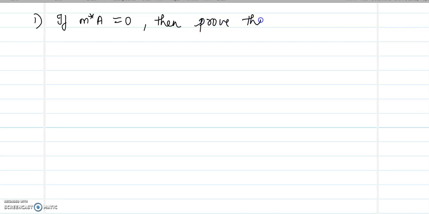So let us see a few more problems based on outer measure. So the first question is, if m star of A is equal to 0, then we need to prove that m star of A union B is equal to m star of B. So here we'll use the finite additivity property to prove the following result.